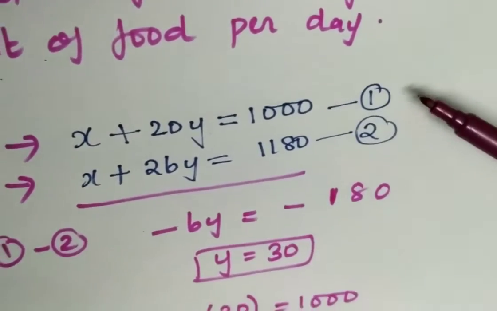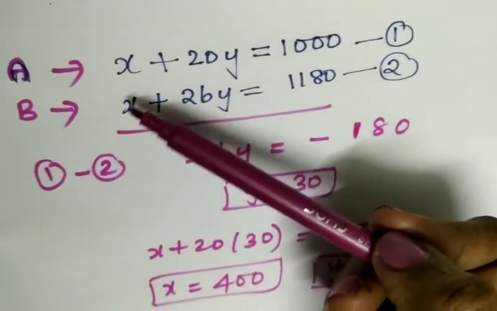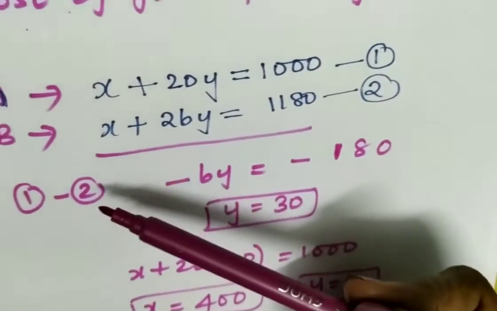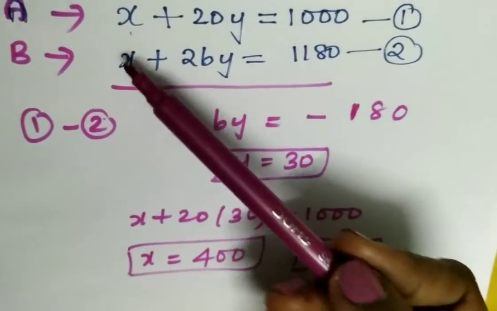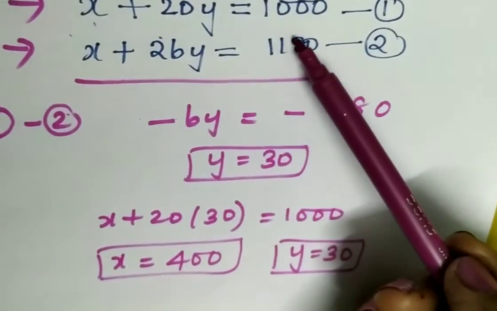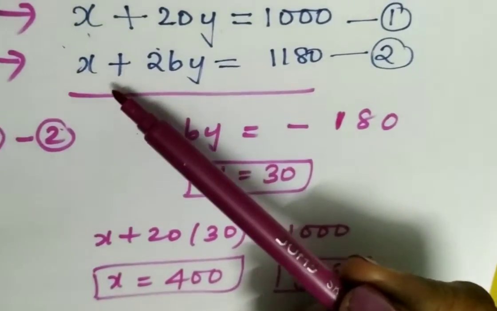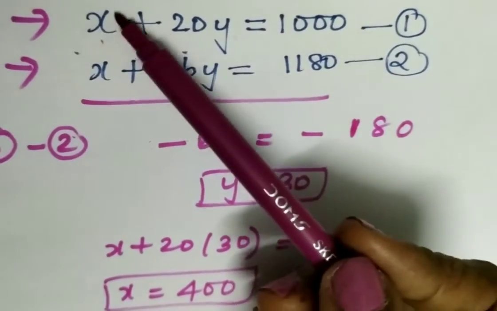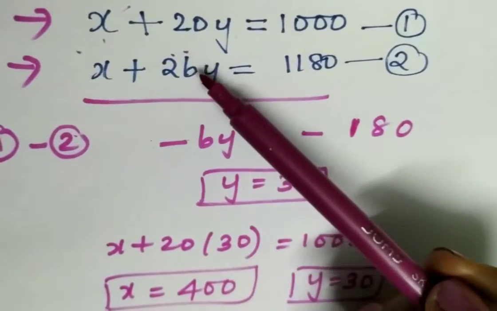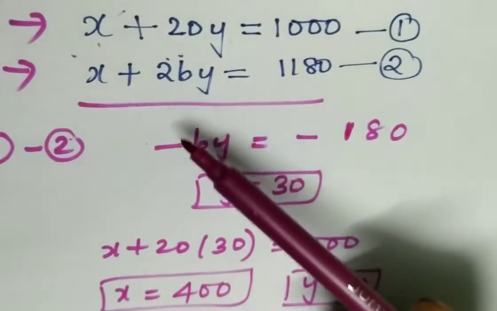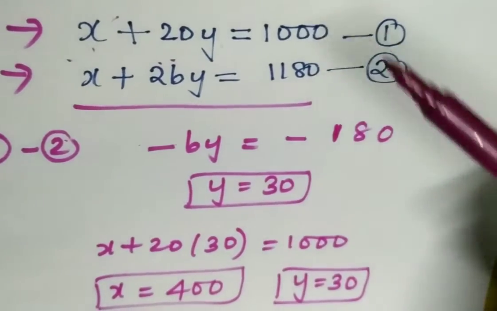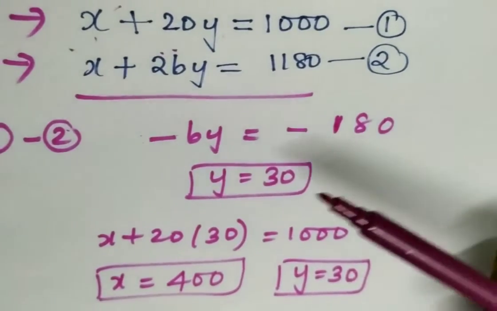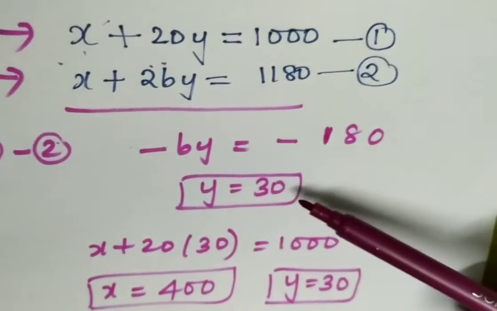Now we know how to solve this. Now subtract both the equations. Equation 1 minus equation 2. In subtraction, we have to write the additive inverse of the second term. Therefore, minus, minus, minus, plus. x minus x gets cancelled. 26y minus 20y is 6y. Subtract these two values, I got minus 180. Therefore, y is equal to 30.